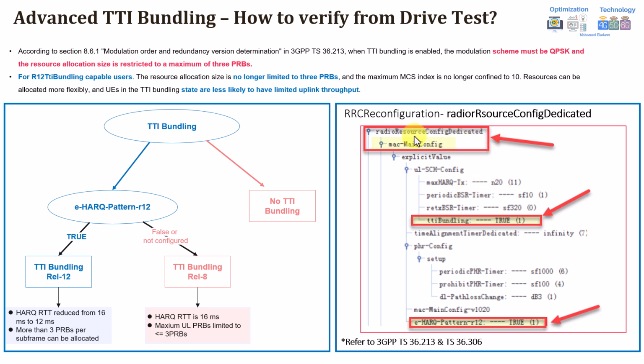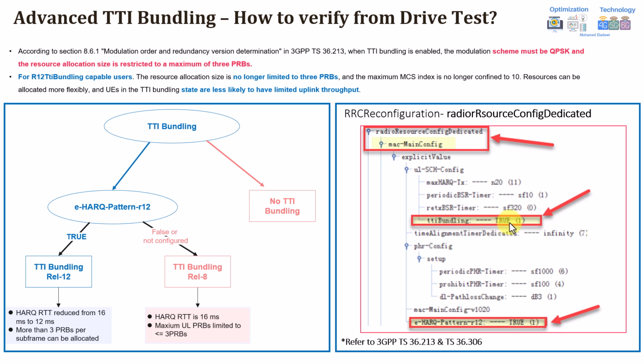First thing you need to check under the RRC configuration message will be sent from the eNodeB to the UE. Under this RRC configuration message, you will find something called radio resource configuration dedicated, as shown here. Under that, you need to check the MAC parameters, which is MAC main configuration. You'll find if it's being triggered, this one will be true. If TTI bundling in general is not being triggered, this one will be false.